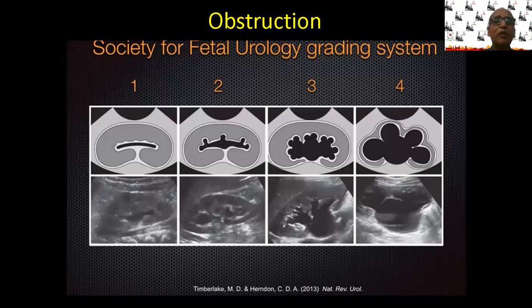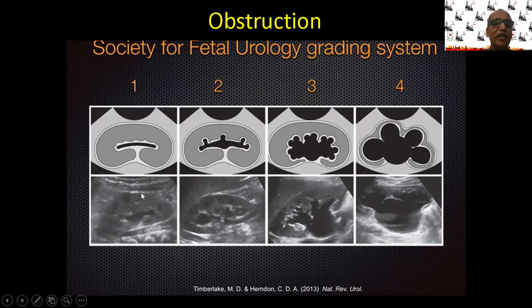Now coming to the second important indication or thing which you should be identifying is presence of obstruction. Now, ultrasound is very elegant and very simple to do for detection of obstruction. So you could grade the degree of obstruction based on this grading system, which is usually used for fetal ultrasound, but can be used for adults as well.